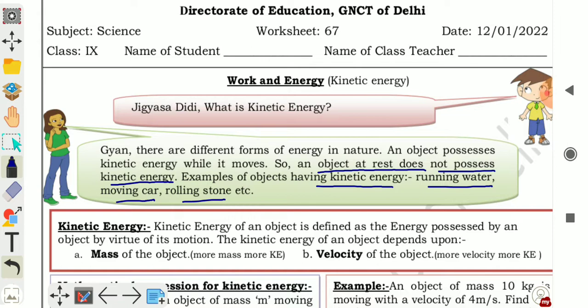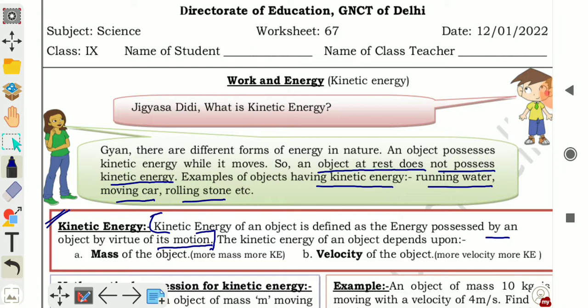So how will you define kinetic energy? Kinetic energy of an object is defined as the energy possessed by an object by virtue of its motion. Means energy due to the motion is called kinetic energy.